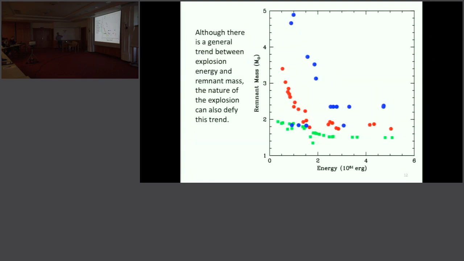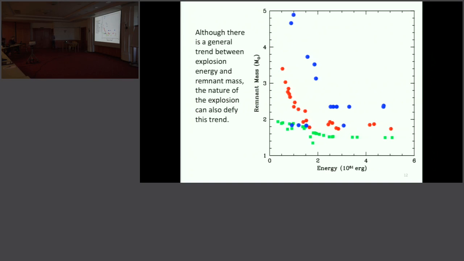So I've done this. I parameterized the explosion energy. I used three different models, only three now. So I said, okay, I'm going to study the role of the explosion energy, so the explosive engine, instead of the progenitor, and I'm going to see what kind of variation I get. So this green are 15 solar mass models, the red are 20 solar mass models, the blue are 25 solar mass models. These are all from Alex Hager.